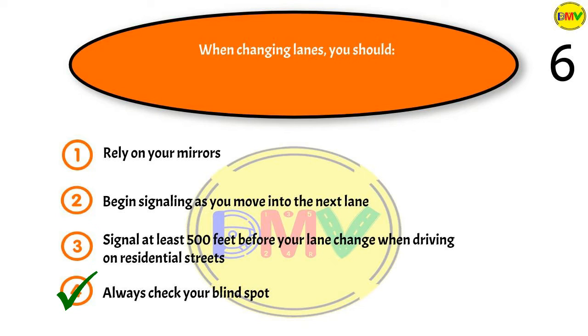The correct answer is 4. Other cars and motorcycles are often hidden in a vehicle's blind spot, so be sure to glance over your shoulder before you begin a lane change. Begin signaling 100 feet before changing lanes or turning in a residential area. Signal 5 seconds in advance when changing lanes on a freeway.